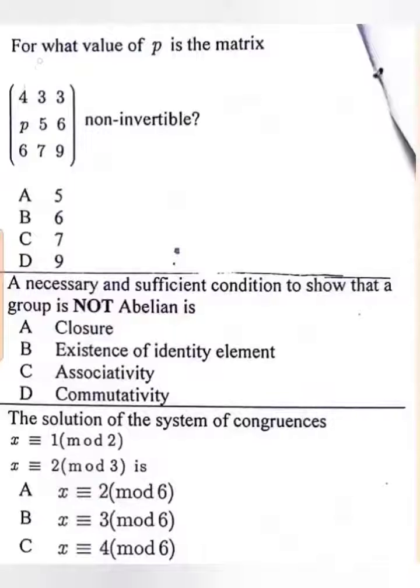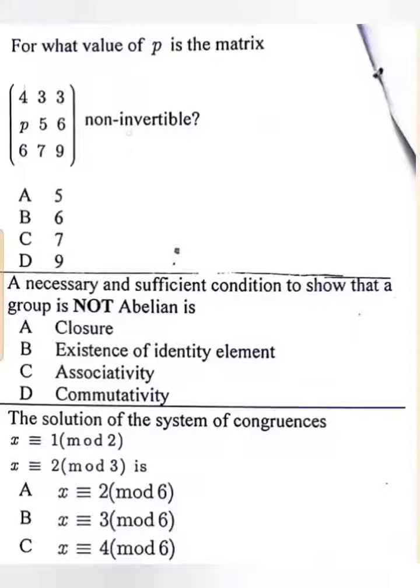In number 27, for what value of P is the matrix with rows 4 3 3, P 5 6, 6 7 9 non-invertible? And we have these options. For a matrix to be non-invertible, it is about its determinant being 0, because if the determinant is 0, the matrix has no inverse, so it is said to be non-invertible. So we're going to find the determinant of this matrix and equate it to 0 so that we can get the value of P.